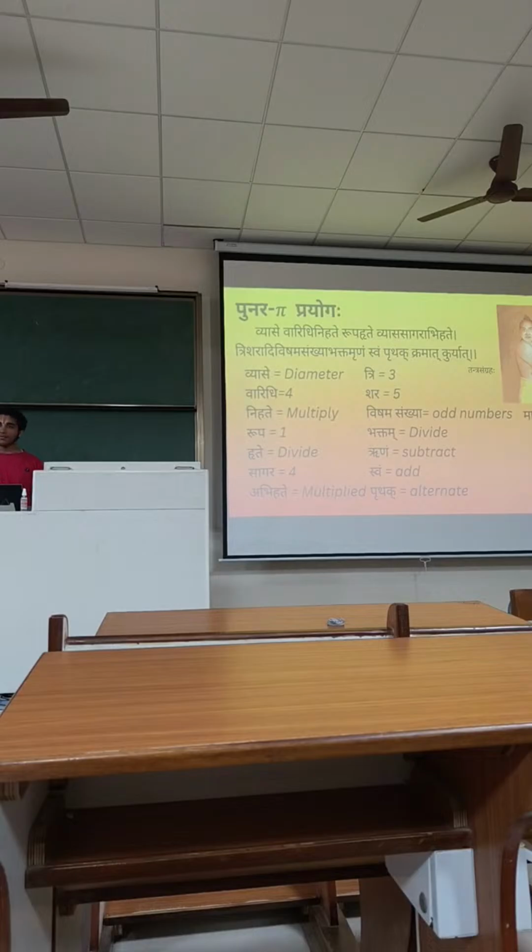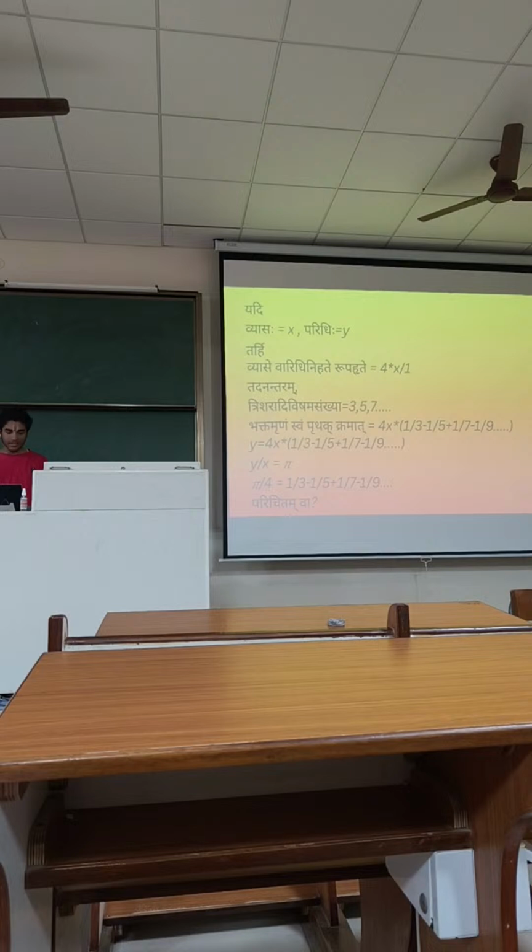So Sagara is, anyone wants to try why it's 4? And you multiply this 4 into the diameter, you divide it by 3, 1 by 3, and 3 Shara Vishama Sankhya. So 3, 5 and so on, odd numbers. Vishama is odd. And you divide 4 into diameter by these odd numbers in alternate fashion. Runam is subtract, Swam is add. So you do this in alternate fashion and you will get a series that looks like this.